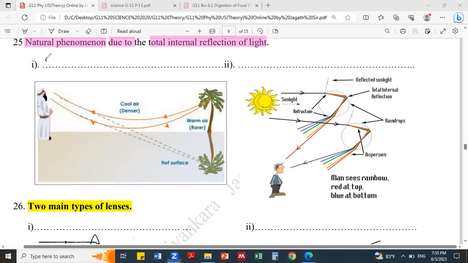What is this called? Okay, right. One natural phenomenon due to total internal reflection: water mirage in the desert. That is one.